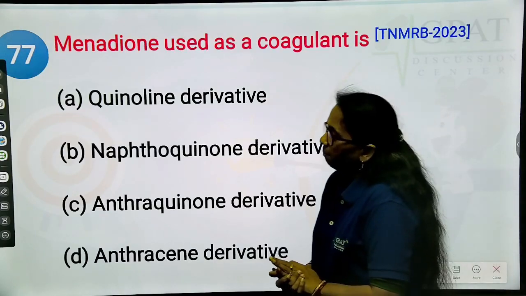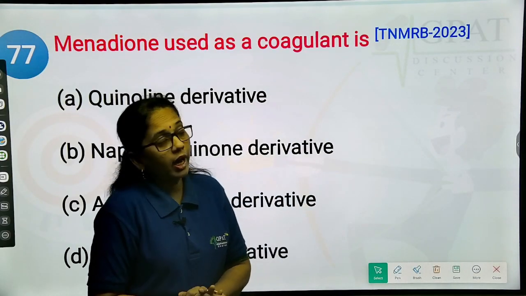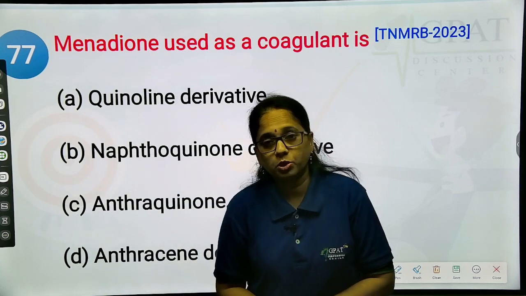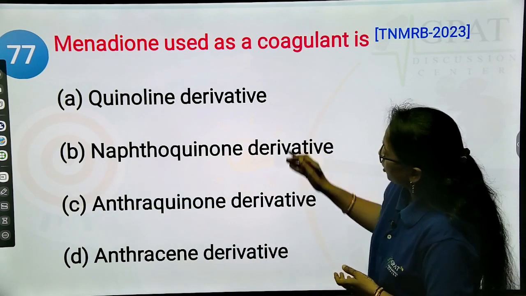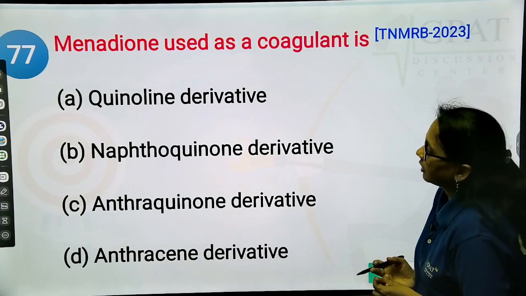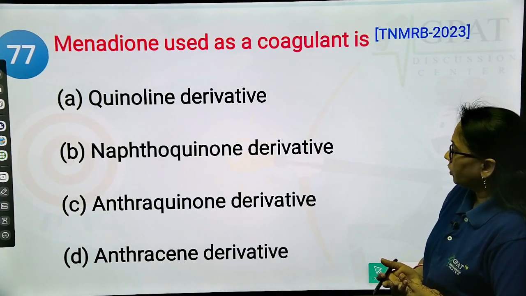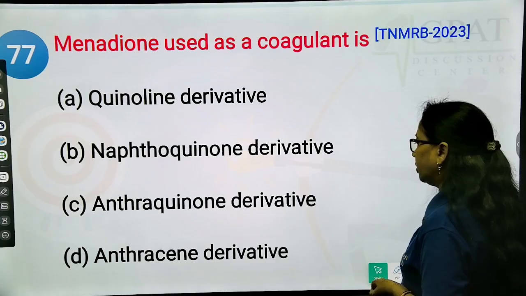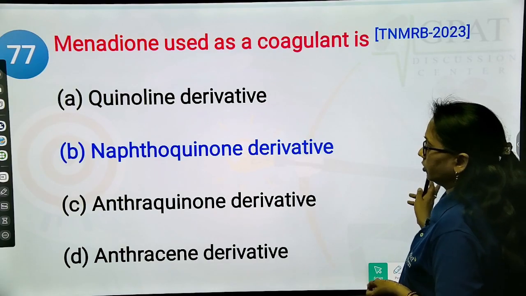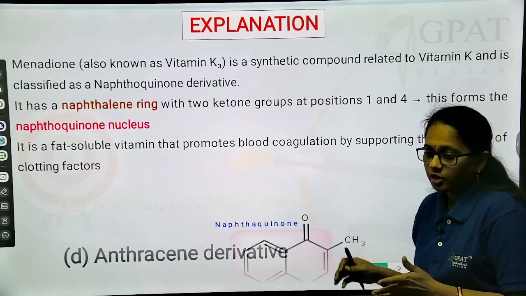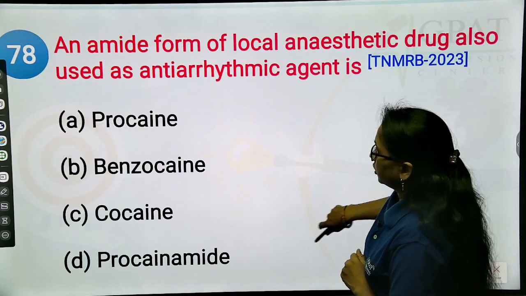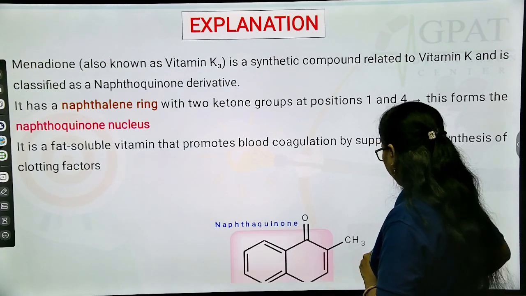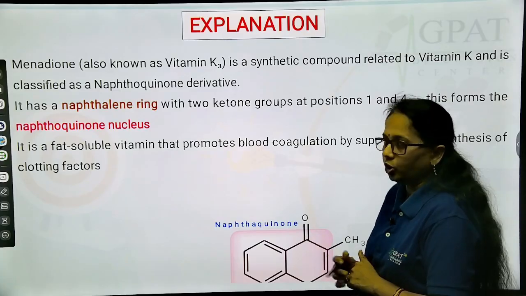Next, menadione, it is used as a coagulant. Menadione is going to be used as a coagulating agent. They are asking which derivative it is: quinoline derivative, naphthoquinone derivative, anthraquinone derivative, or anthracene derivative. We need to understand the structure related to this. Menadione, if you observe, is a naphthoquinone.